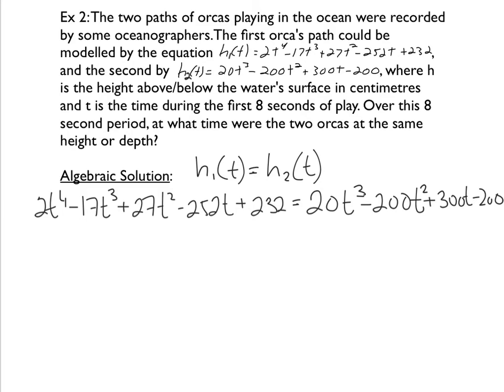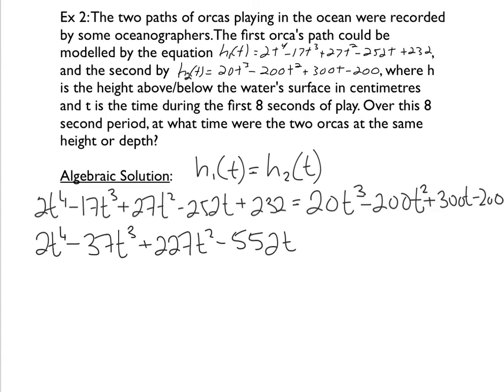Okay, so now I'm just going to bring everything over to the left and set it to 0, and I'm going to collect like terms in one step. So we got 2t to the power of 4 minus 37t cubed, that's just negative 17t cubed minus 20t cubed, plus 227t squared minus 552t. So again, I'm just collecting like terms, plus 432 is equal to 0.